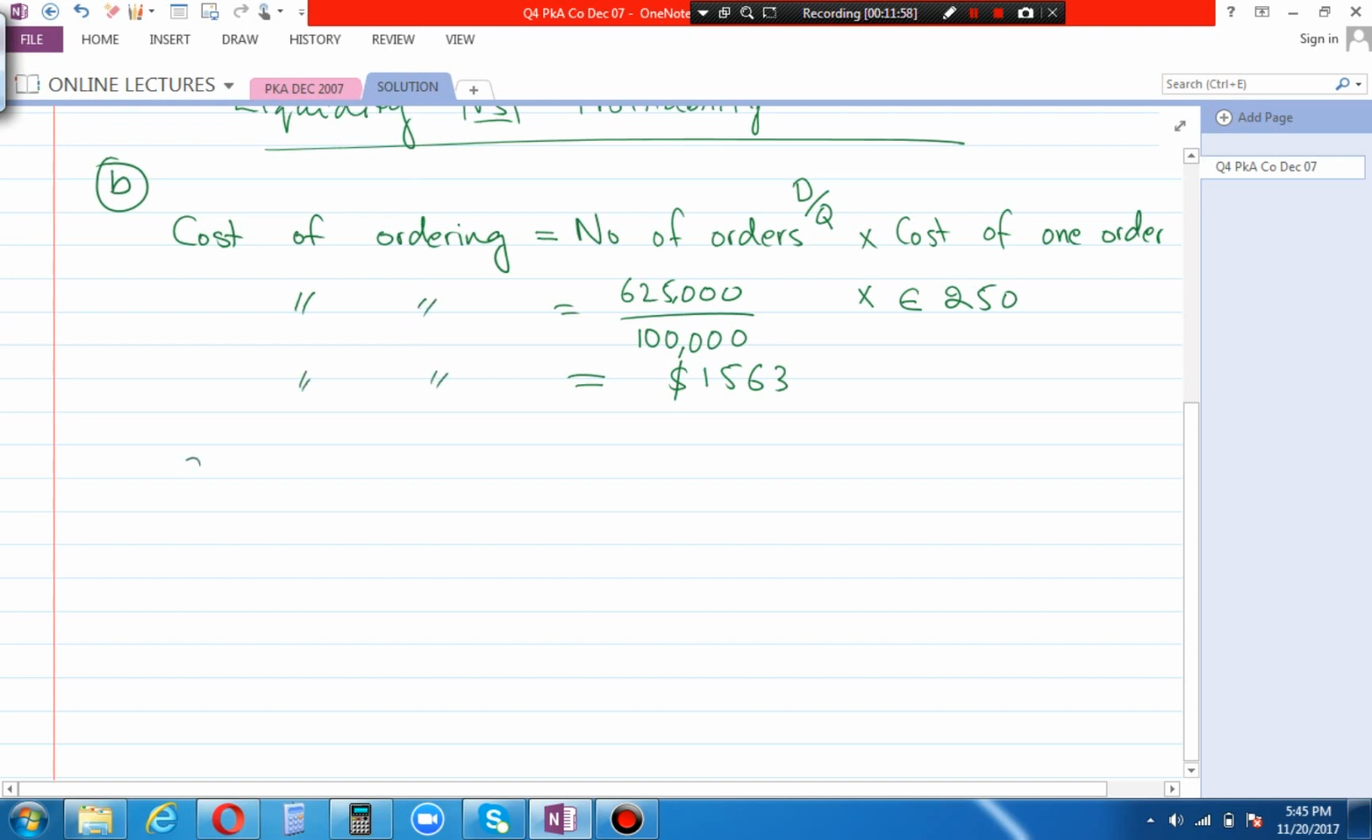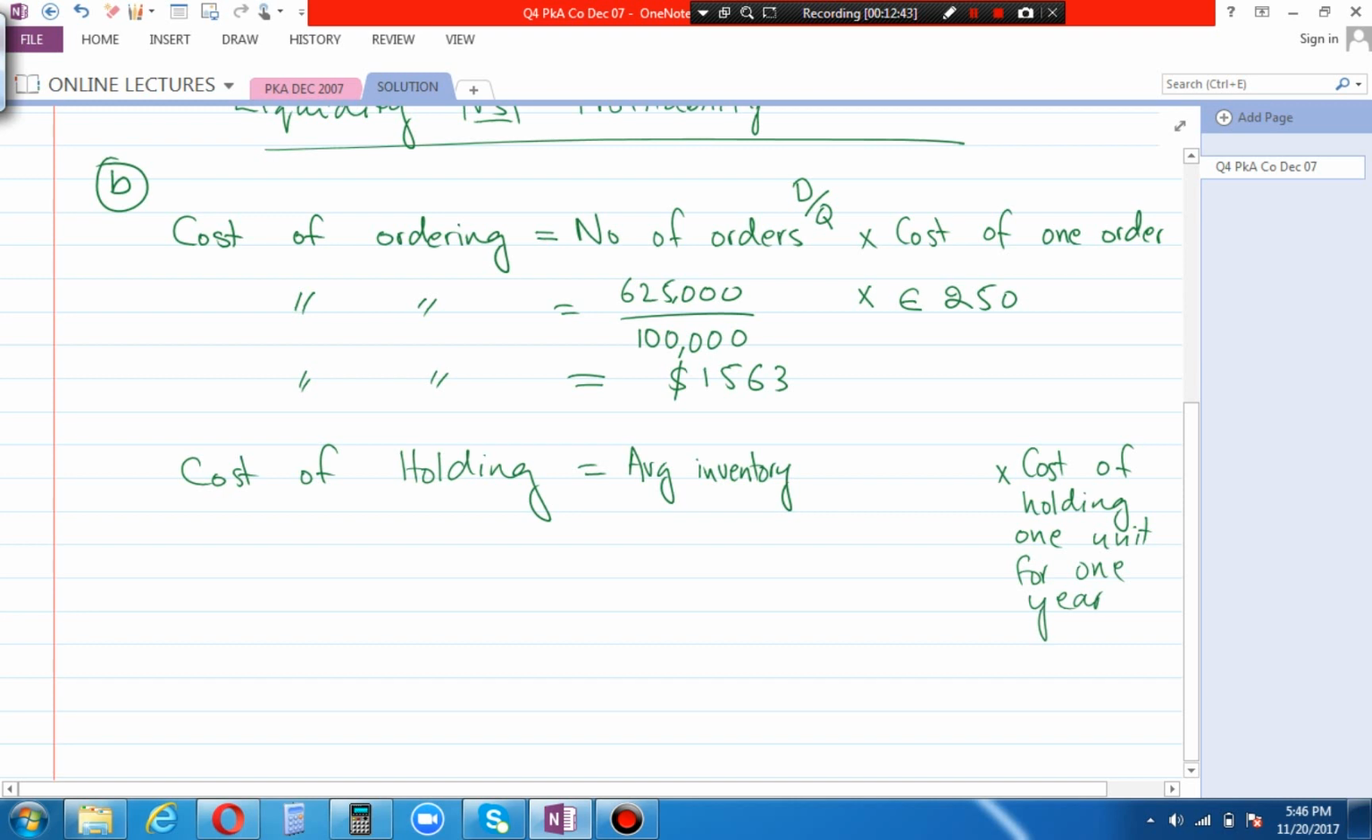And then your cost of holding. For the cost of holding, you have to multiply average inventory with cost of holding one unit for 1 year.